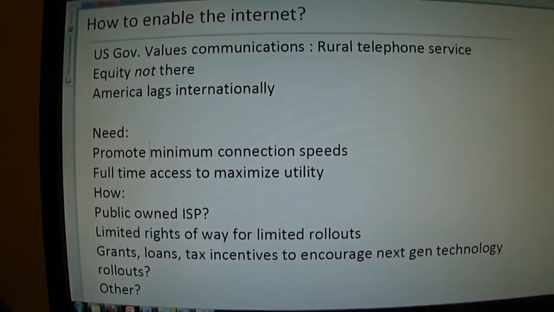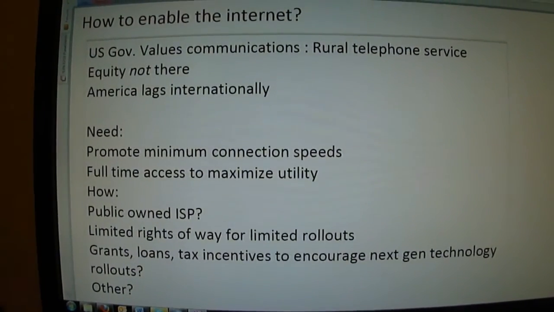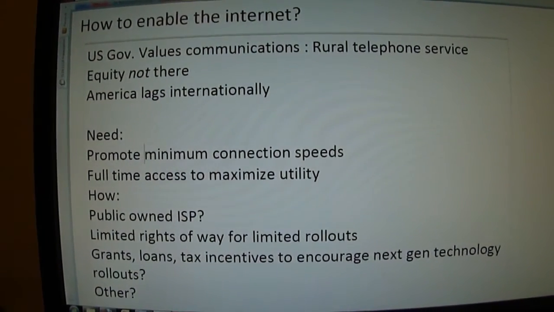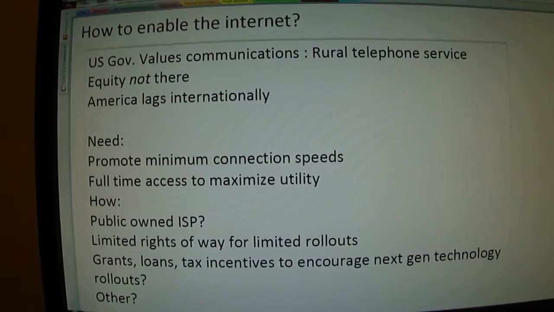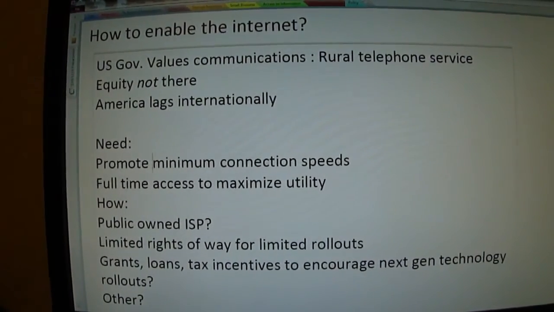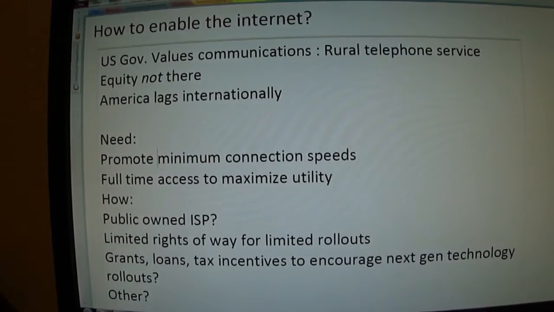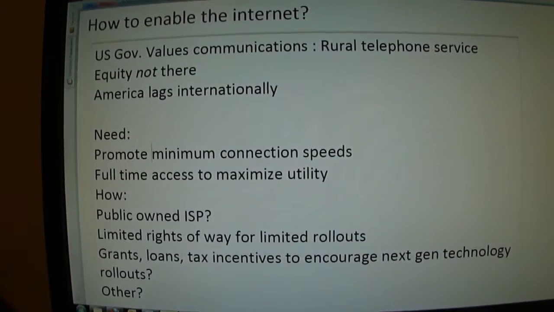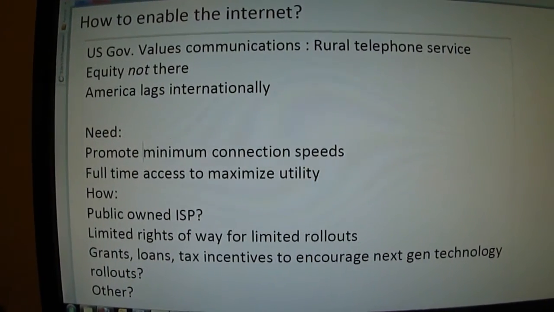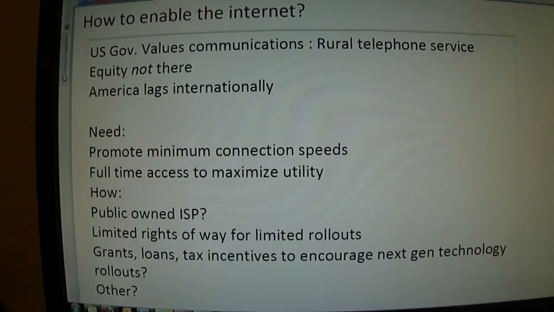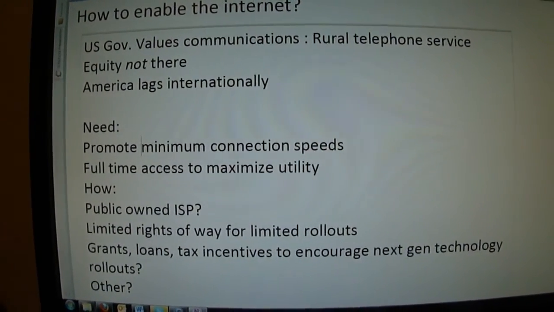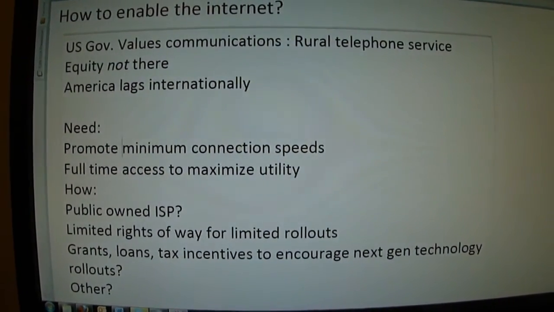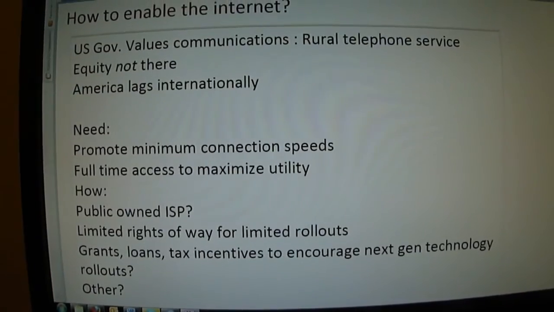Now that I've shown you the importance of the internet, how can we enable it? The U.S. government has traditionally valued communications services and has tried to promote it in areas where rollouts are not economically feasible for carriers. The Rural Telephone Service program provided copper connection lines to rural areas. Equity is just not there. In high-density population areas, connection speeds are higher than those where population densities are much lower. Additionally, America lags internationally on the speed of an average connection.